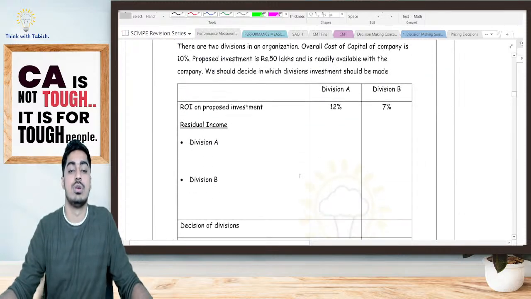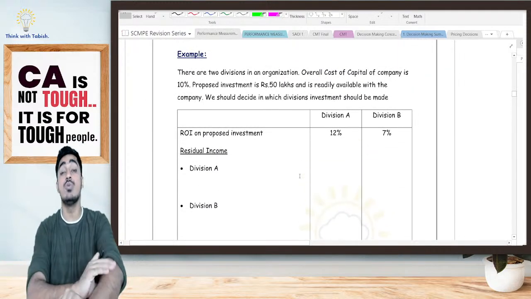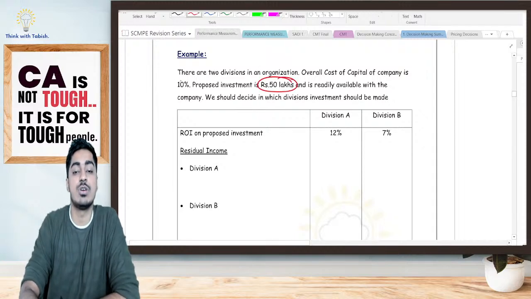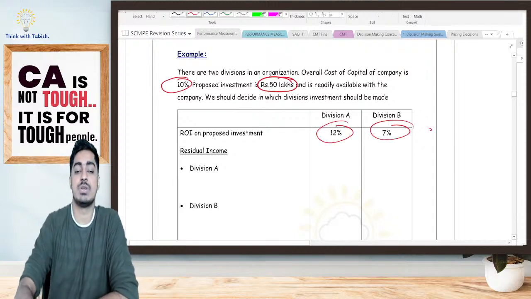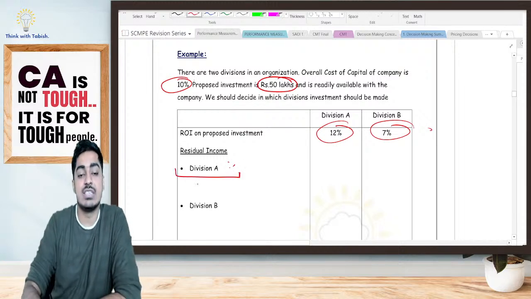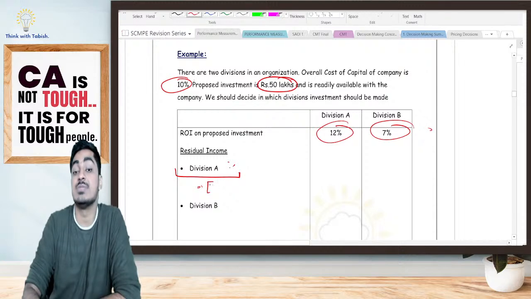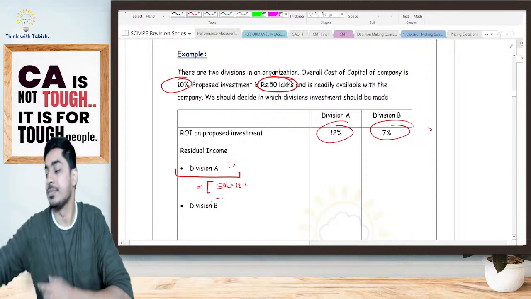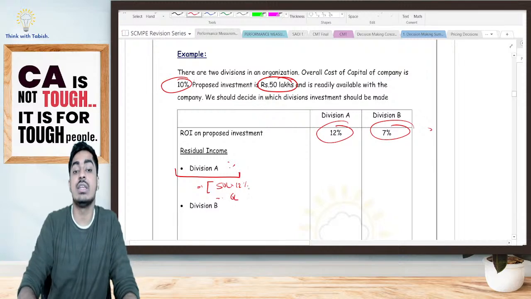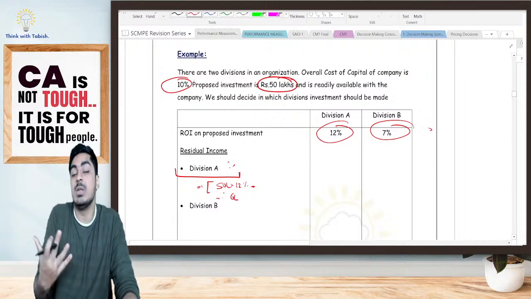Yes. So now look at this same example, how residual income is promoting goal congruence. 50 lakh is there, 10% is my cost of capital, 12%, 7%. If I am calculating residual income, division A is telling, yes, on 50 lakh, it is my actual profit, how much actually I can earn, 50 lakh into 12%. I can earn 6 lakh rupees. Actually, I can earn 6 lakh rupees.